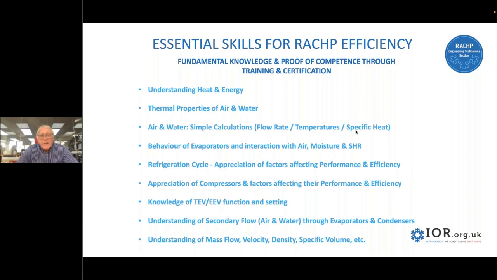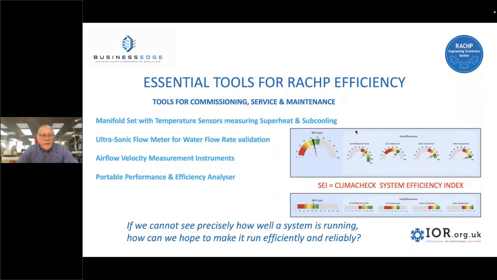Then also our engineers in the field need good tools for commissioning. So good manifolds with temperature sensors measuring superheat and subcooling, flow meters for water and air on chillers and DX systems, maybe some form of portable performance analyzer that has the capabilities such as we see here on the right. This can look at a system efficiency in total, show you the refrigeration cycle efficiency, how efficient the compressor is working, what the condenser is doing, and what the evaporator is doing. This is called System Efficiency Index. It's a far more sophisticated method for measuring system efficiency as opposed to COP.